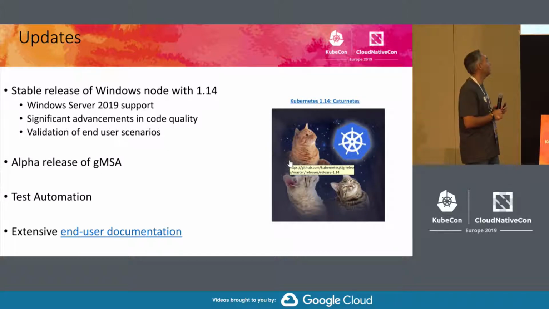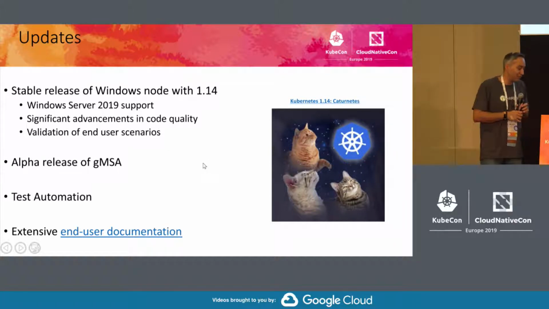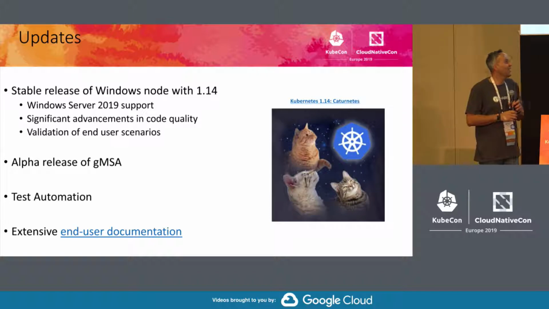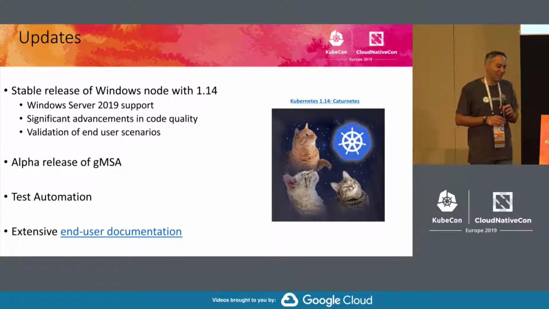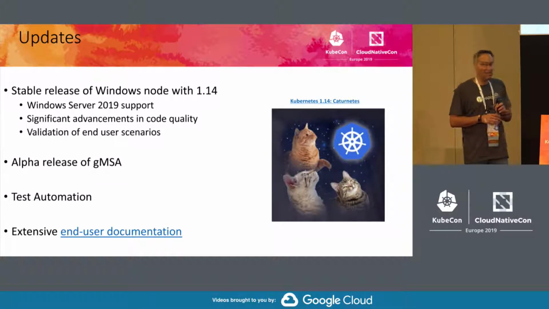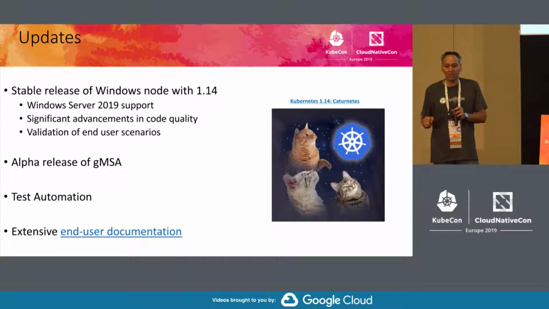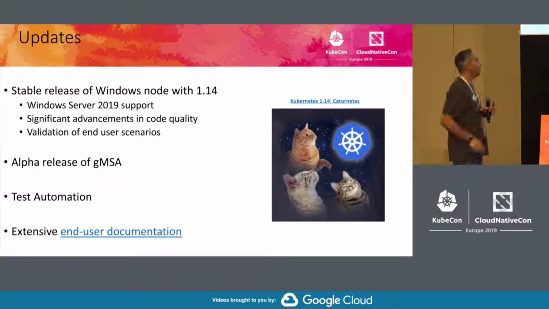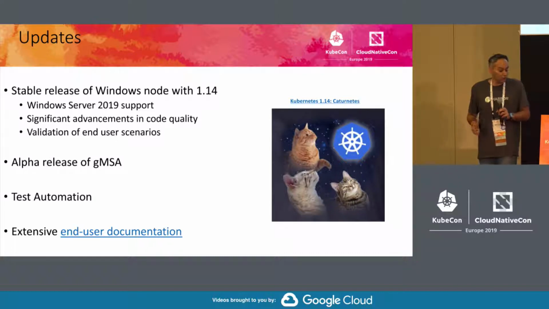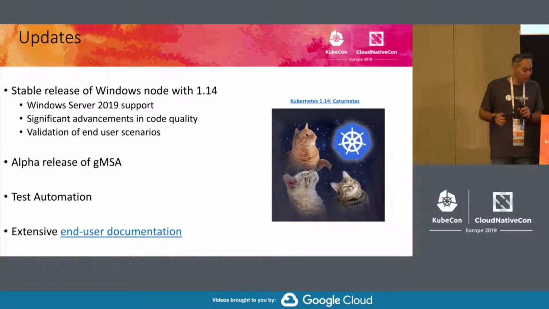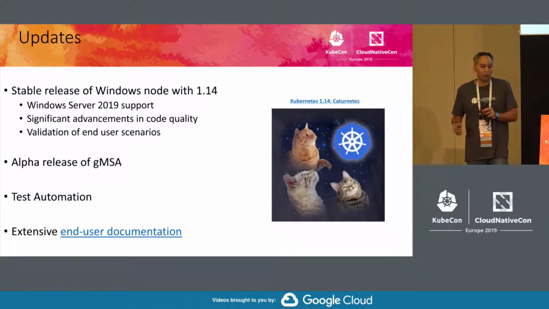So how did we get here? Kubernetes 1.14, if you guys are familiar, that's the Kubernetes logo that Aaron, the SIG beard, decided was going to be the logo for this release. Patrick, myself, and our entire SIG-Windows team really worked day and night the last couple of months to get us to GA. That means you got Windows Server 2019 support. We've had significant advancements in code quality and scalability of Windows containers in Kubernetes. And then we did a complete end-to-end validation of user scenarios.